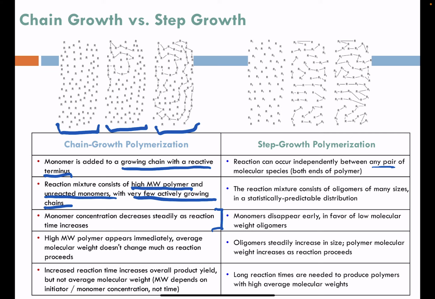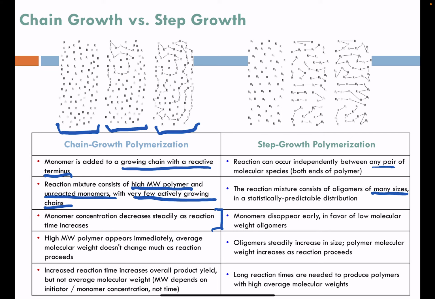The reaction mixture consists of oligomers of many different sizes. We saw that a few slides ago. And the statistical representation of that is possible with modeling for the reactivity, and we can predict how many dimers, how many trimers, how many octamers might be present at any given moment in the reaction.